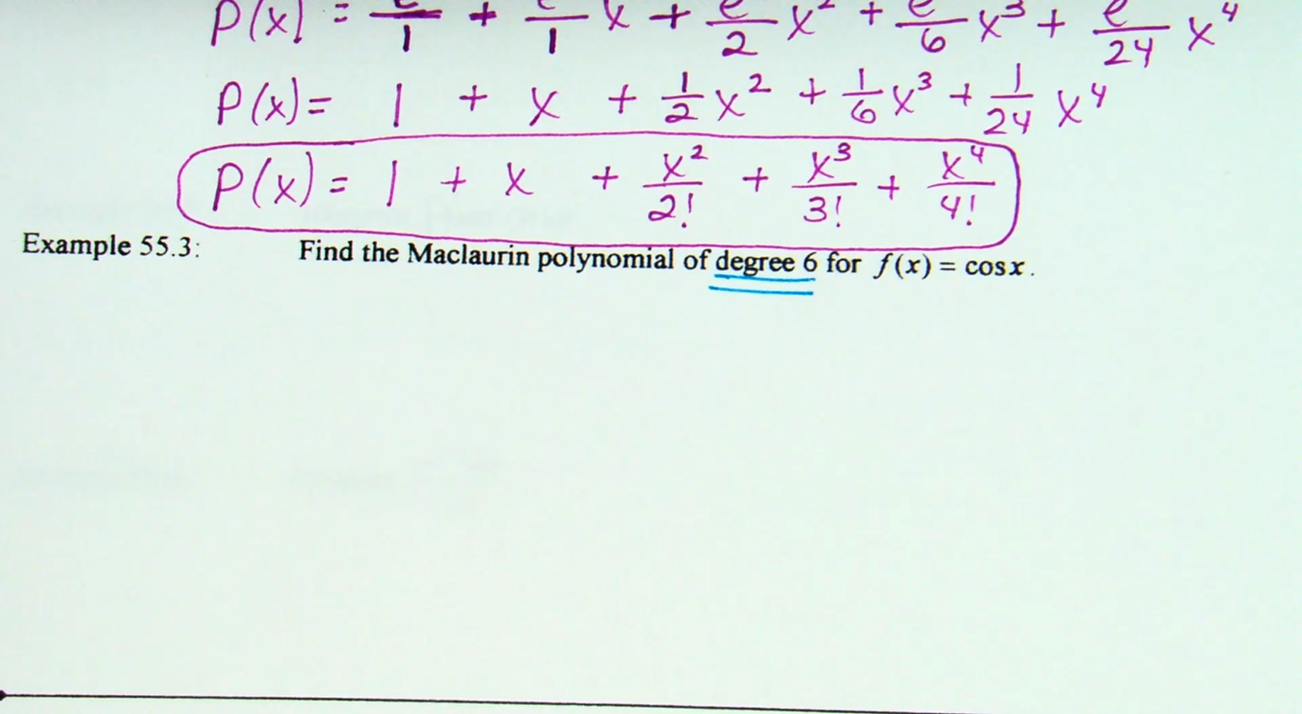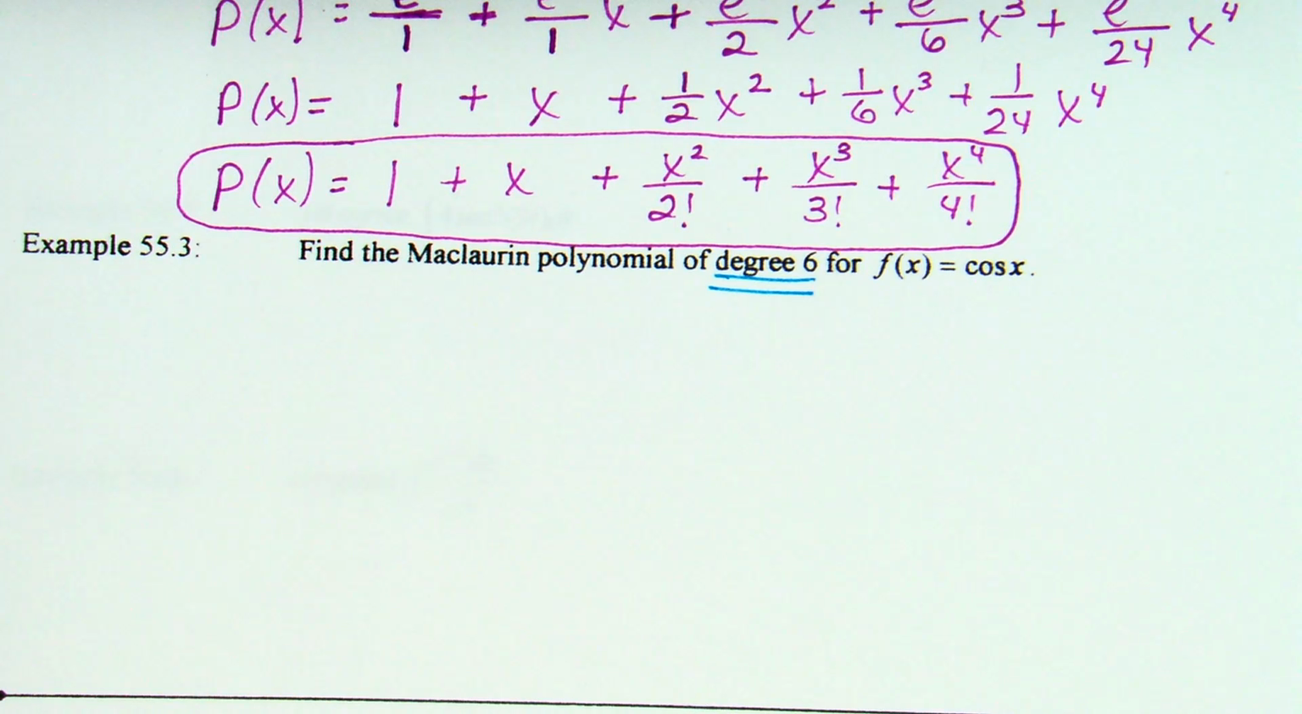So what's my original function? My original function is cosine x. So in this top row, when n is 0, I'm starting with the original, which is cosine x. This column over here is, what do I get when I plug 0 into that function right there? So what is the cosine of 0? And cosine of 0 is 1.